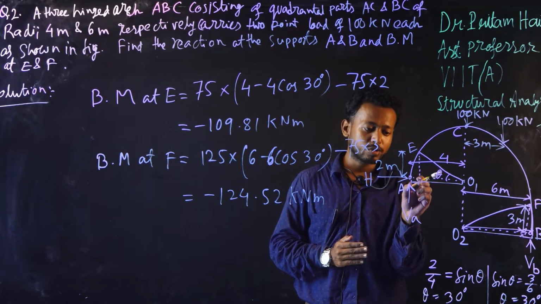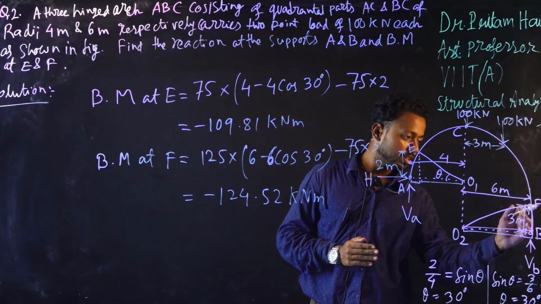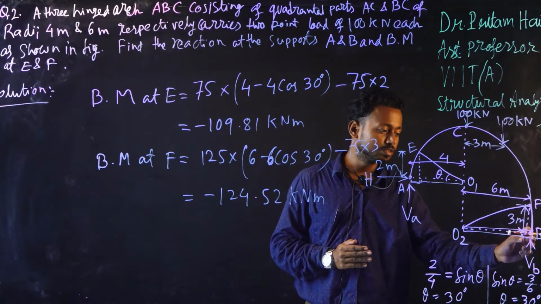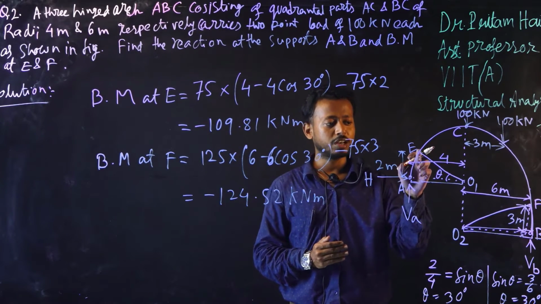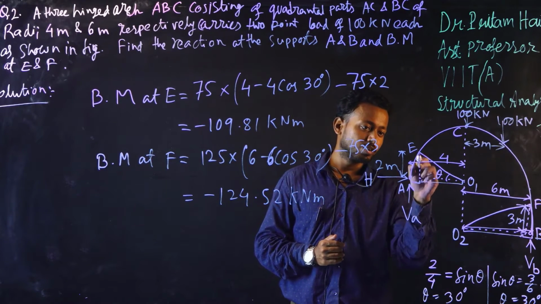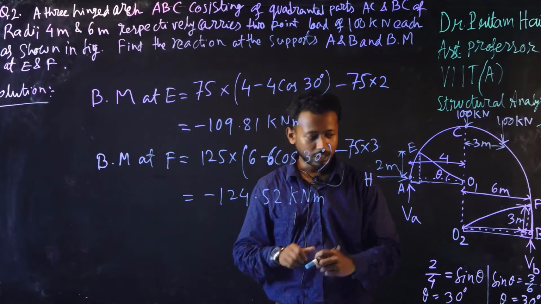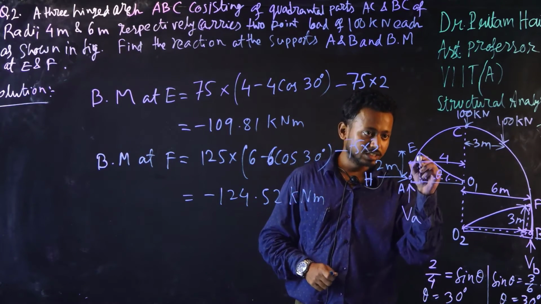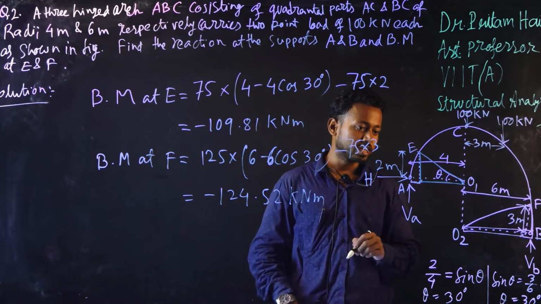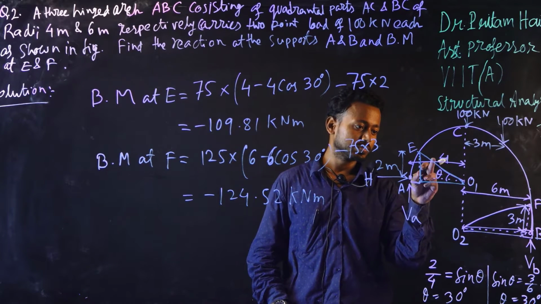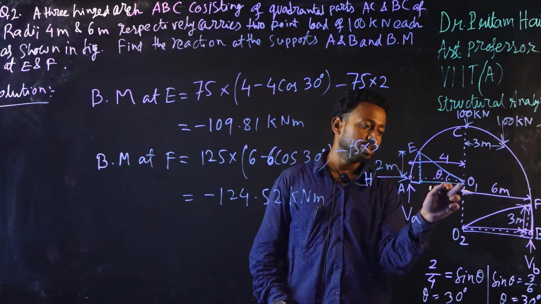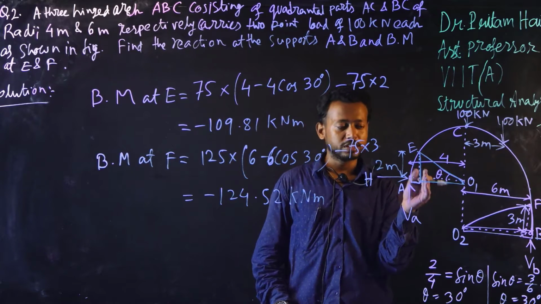Okay, now let's calculate this distance. Similarly, we will calculate the distance between F and B. We have to calculate this small distance, then we will be able to calculate the bending moment at the point. Okay, so here consider this triangle and this triangle. In this triangle, this is 2 meter given in the question, and this EO1 is 4 meter given in the figure.